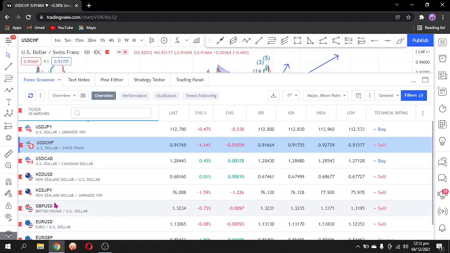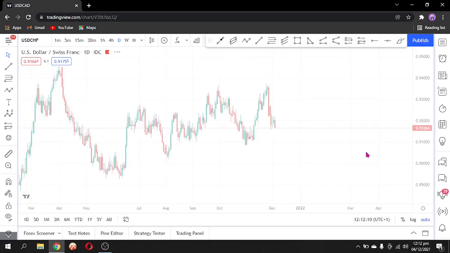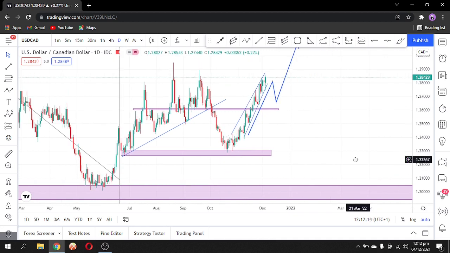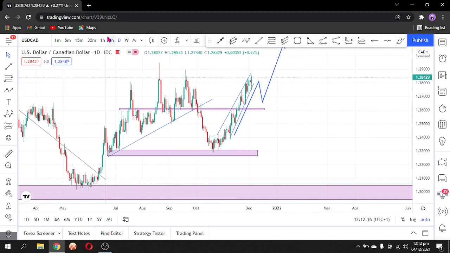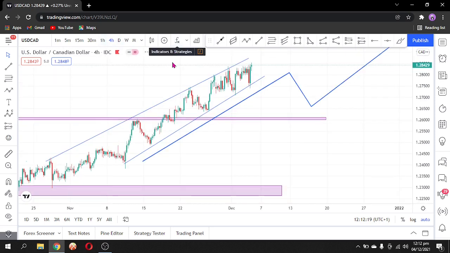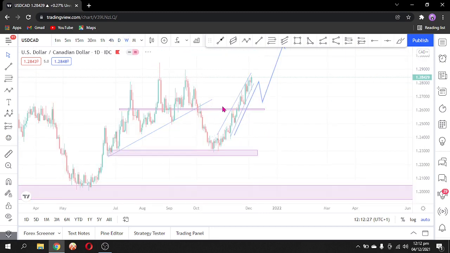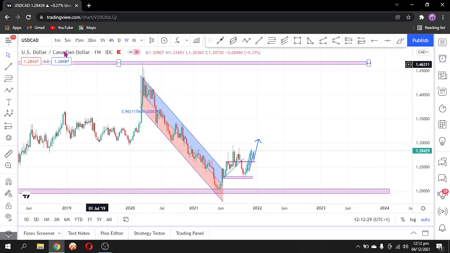The next currency pair quickly is USDCAD, and I had already drawn all these tools earlier, so we don't have to waste our time drawing any again. We also predicted this up move and it played out. So we expect USDCAD to push up to this resistance.